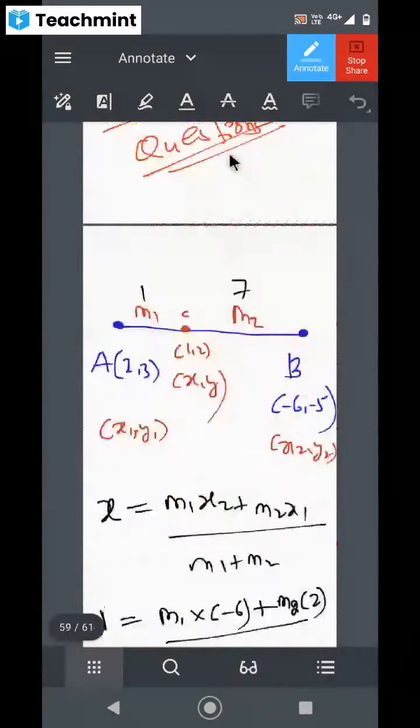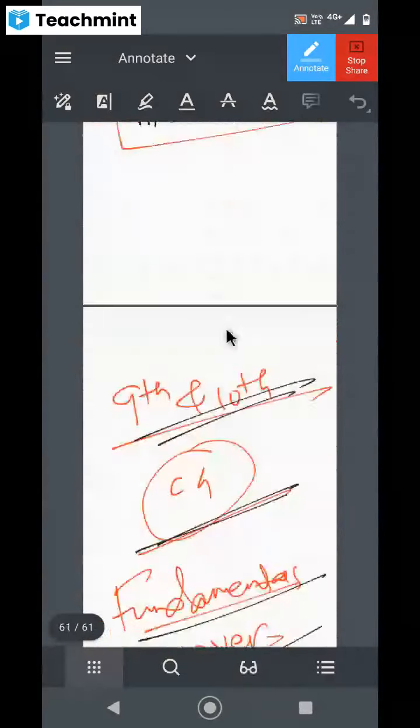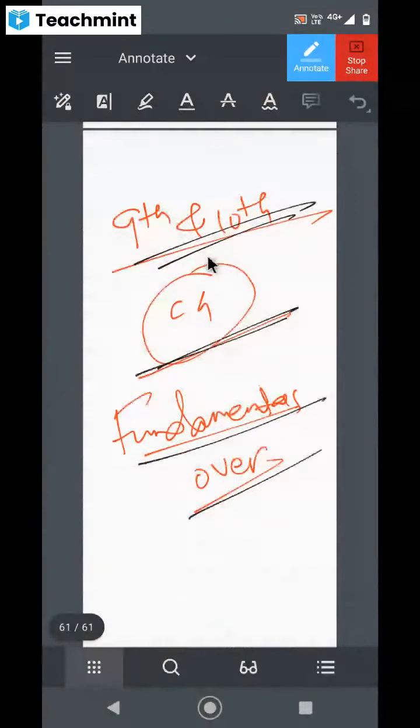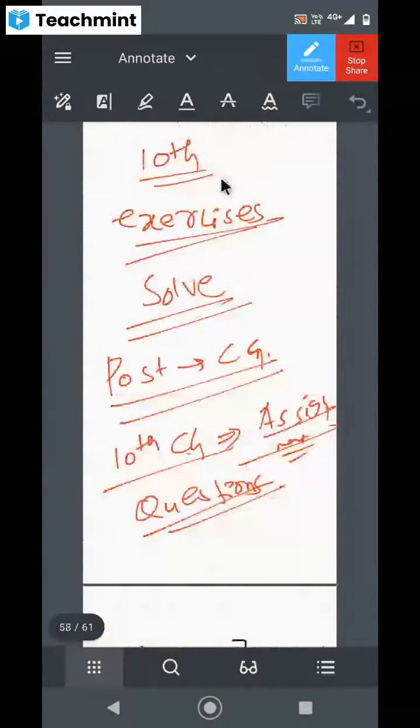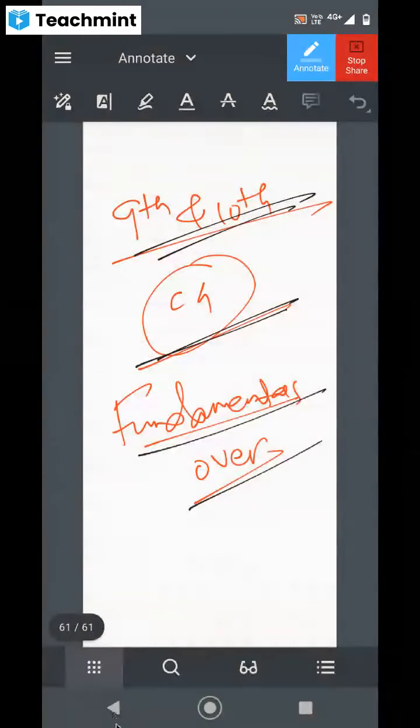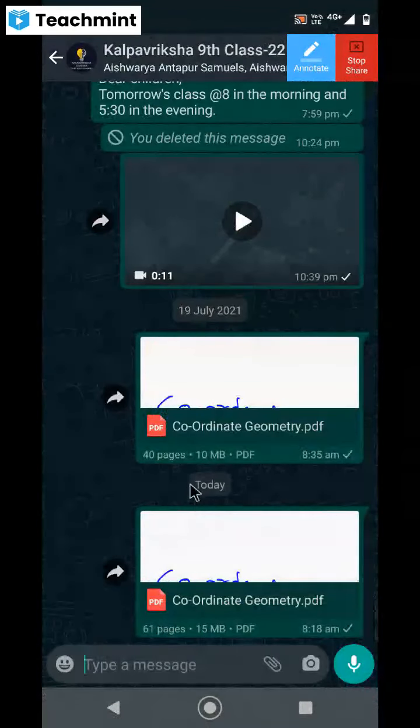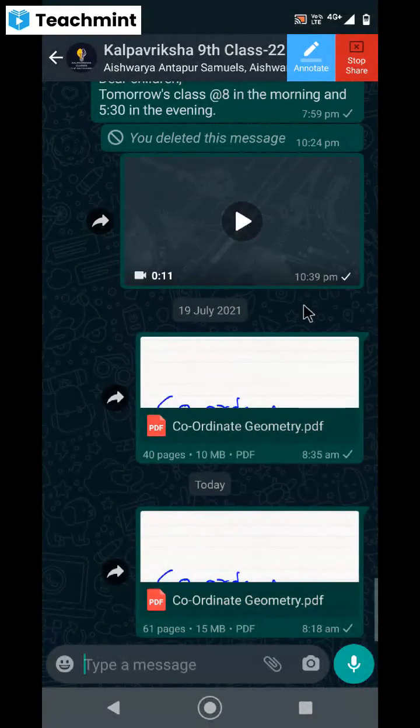Yes, sir. Don't you think the chapter is over now? Only these concepts are there, and everything is over now, 9th and 10th. Now, what is your task? I told you, you have to solve all the 10th standard exercises. I told you, no? Yes, sir.